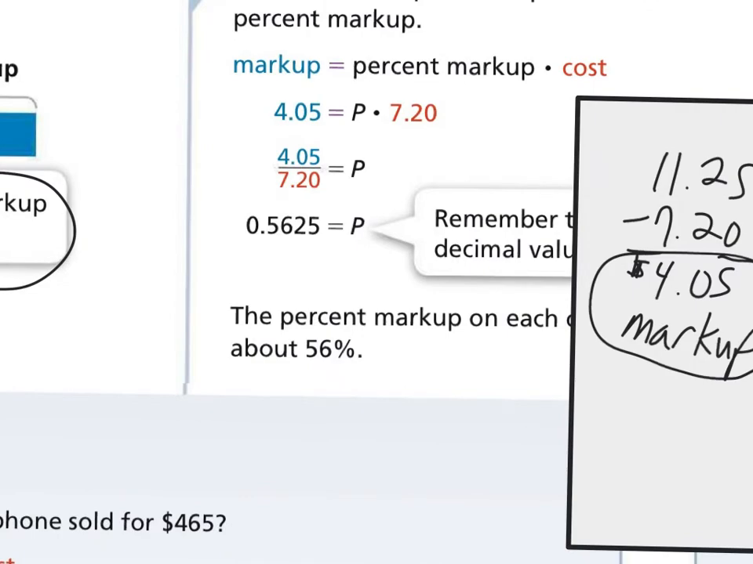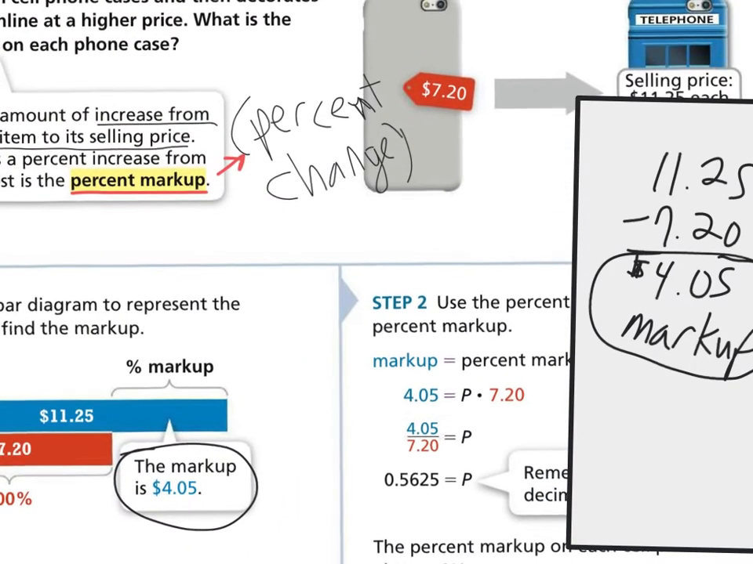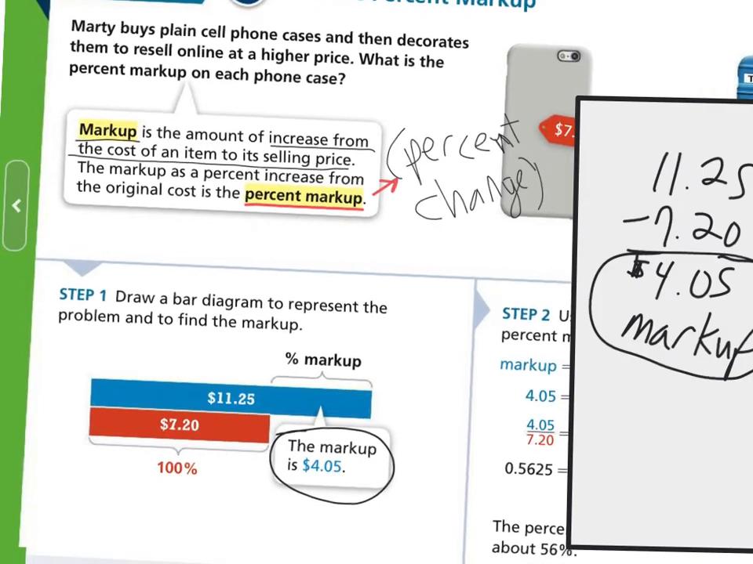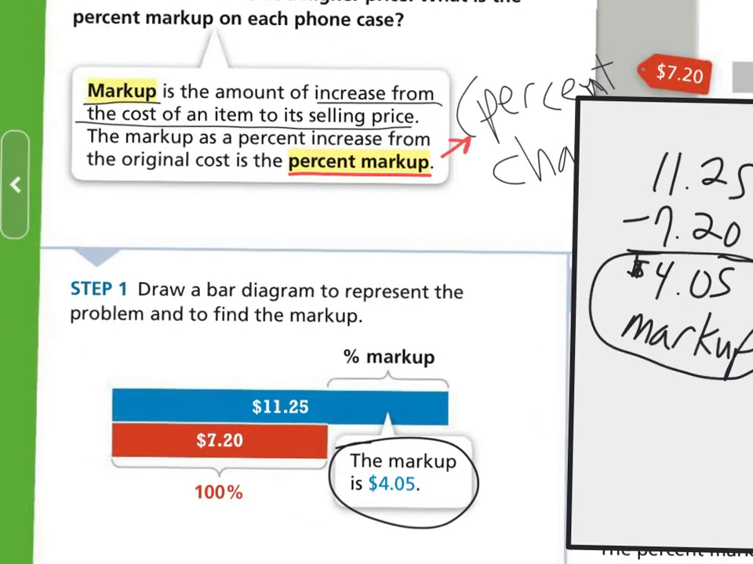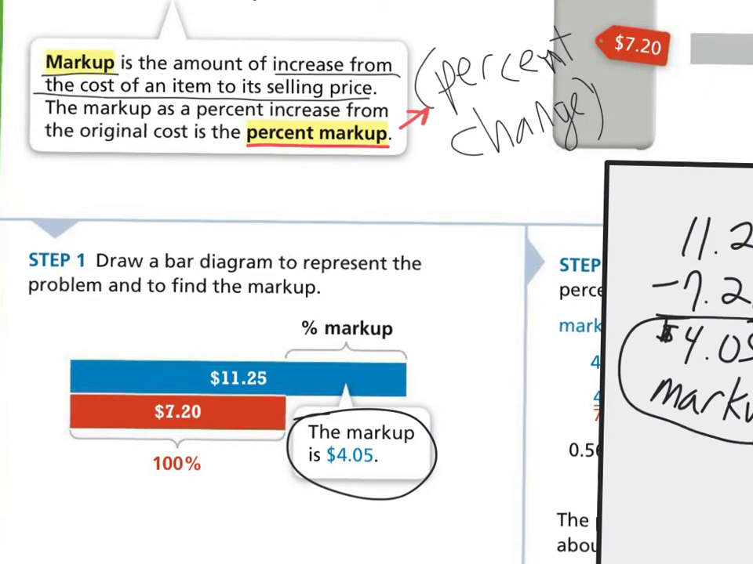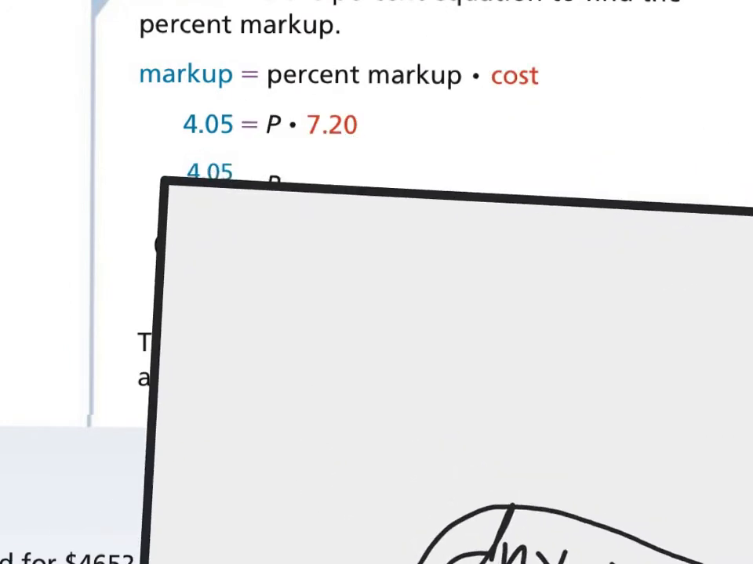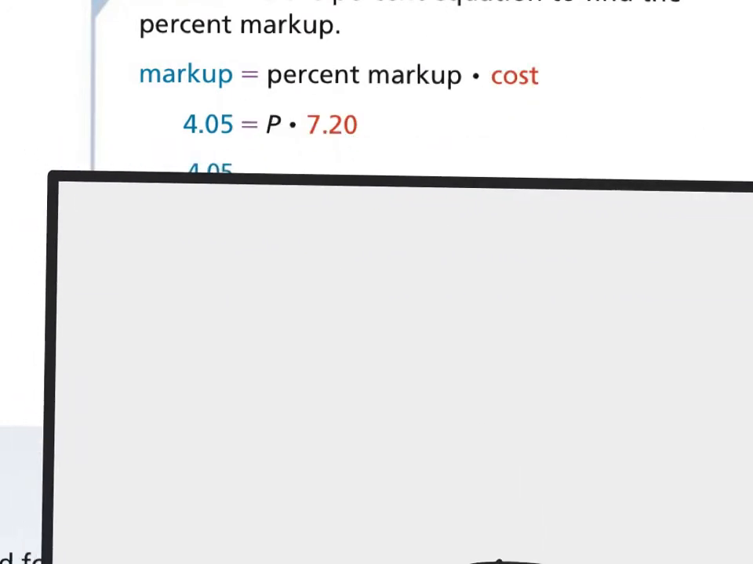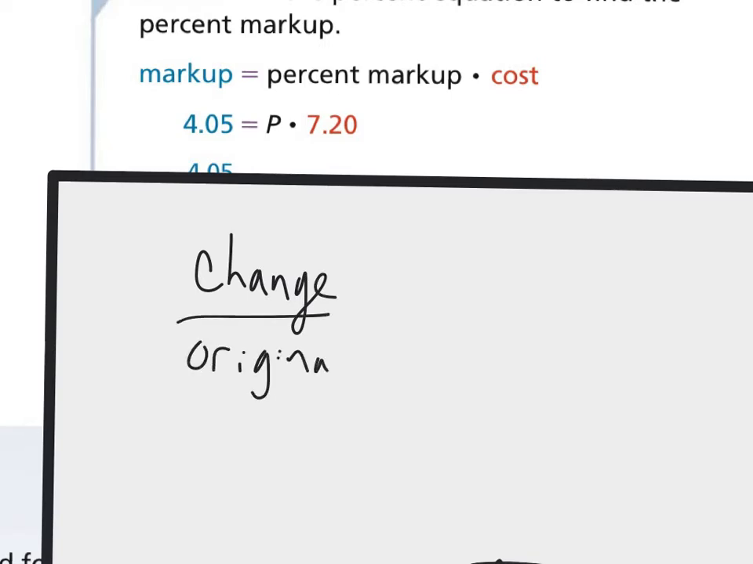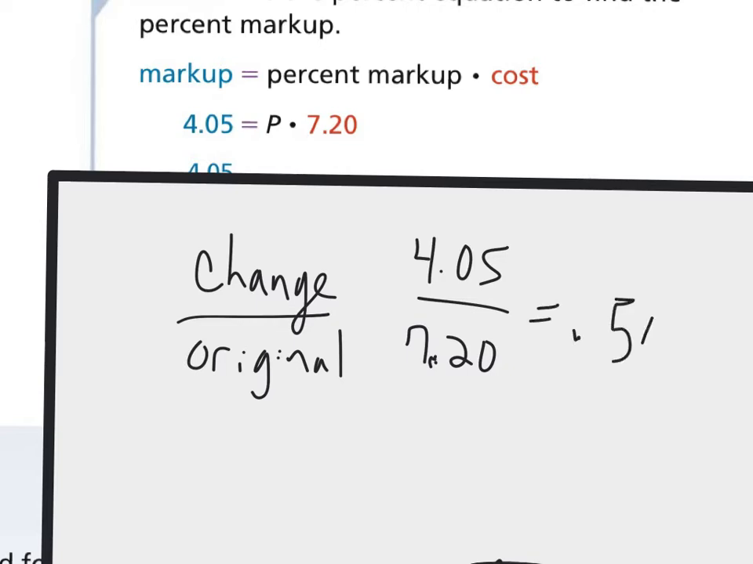So if it's a markup of $4.05, the percent markup is the other thing we're looking at here. The percent markup is like a percent change. You can either use the equation like they've got in your book here, or you can think of the percent markup or percent change as the change divided by the original. The change we just found was $4.05. The original price was $7.20. If you divide that out, you should get 0.5625.